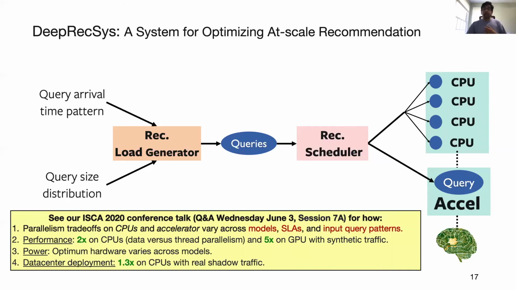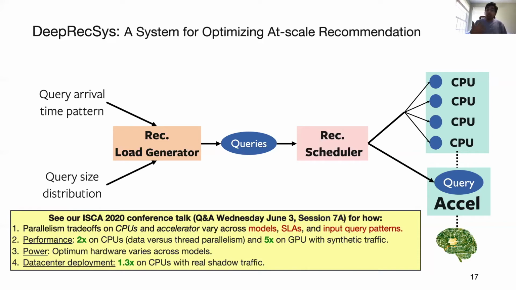Finally, these queries are processed by a variety of neural recommendation models. In our ISCA 2020 conference talk, we show how this proposed infrastructure and scheduler can be used to characterize how parallelism tradeoffs of processing recommendation inference queries on CPUs and accelerators varies across the different models, SLA targets, and input query patterns. The proposed scheduler can achieve 2x performance improvement on CPUs exploiting data versus thread level parallelism, and 5x in the presence of GPU-based AI accelerators.